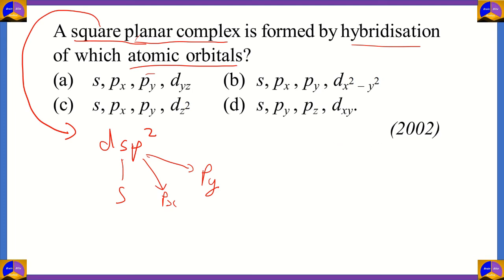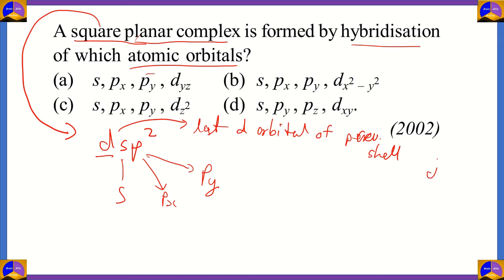Now, the d orbital comes before the s orbital, so that means this d orbital will be the last d orbital of the previous shell. If you take the series of d, then the series of d is dxy, dyz, dzx, and then you have dz square, then you have d of x square minus y square. So this d has to be dx square minus y square.